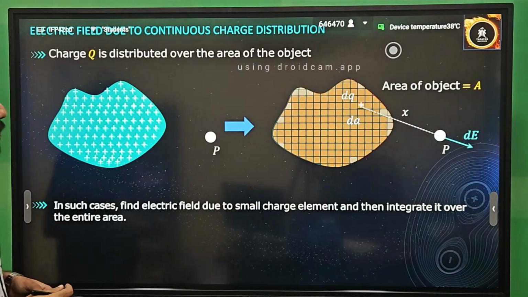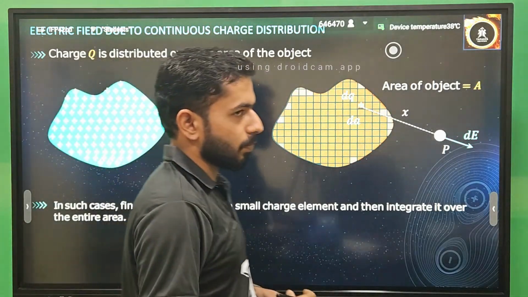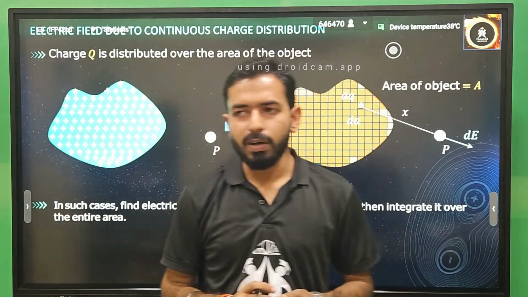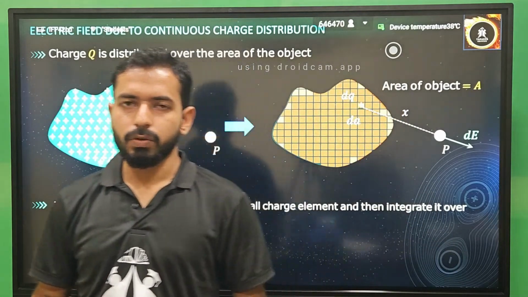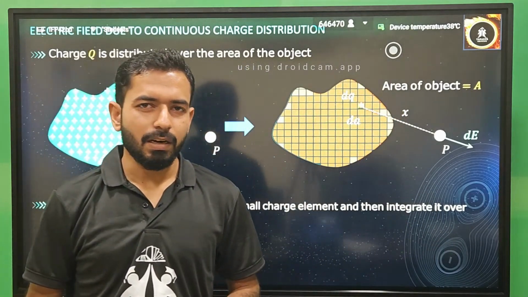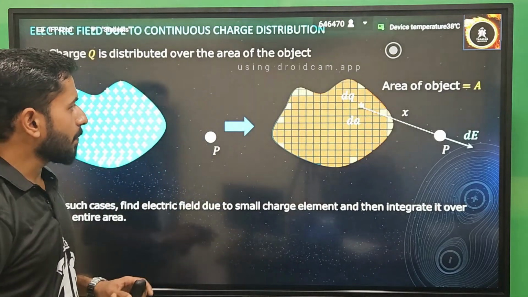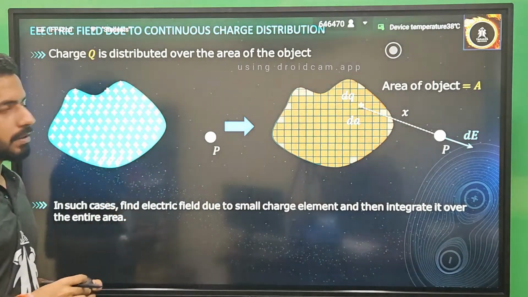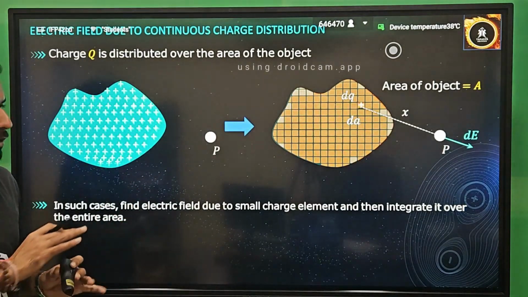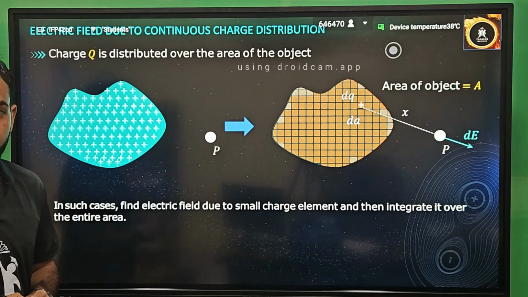Now, electric field due to some continuous charge distribution bodies. Let's suppose, till now for point charges we have already understood. For point charges, we can easily write the things. But what about continuous charge distribution? Let's suppose a charge is distributed all over the body. Then what will happen?